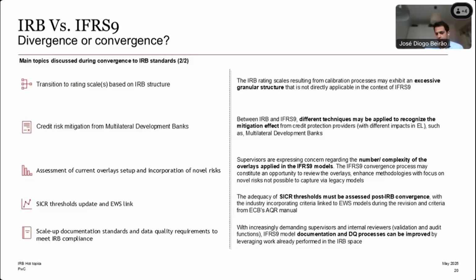In what concerns the level of overlays, going back to the comment that I made before regarding the new ECB benchmark on novel risks, it's quite relevant to highlight that the ECB has concluded that although novel risks are still a challenge for banks, overlays are the best solution at the moment.